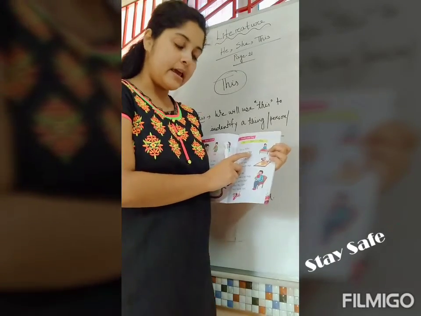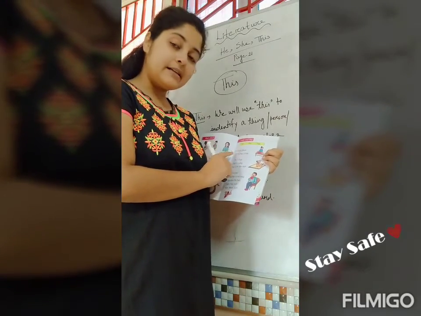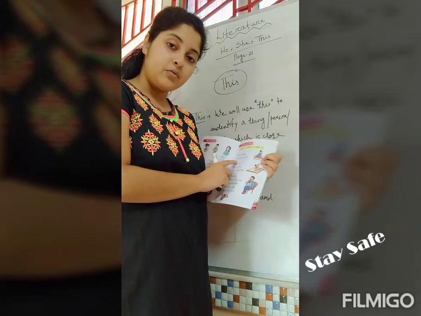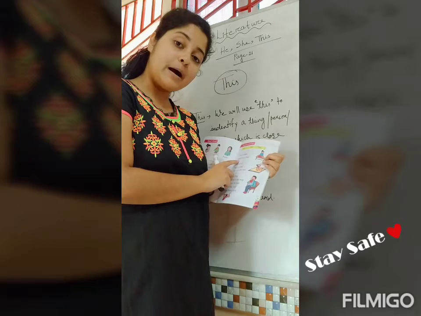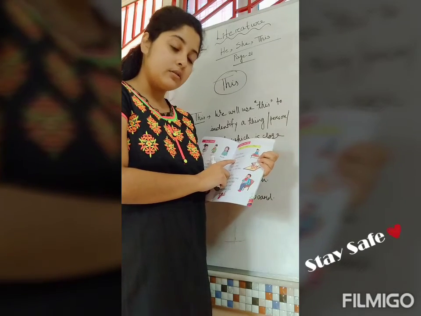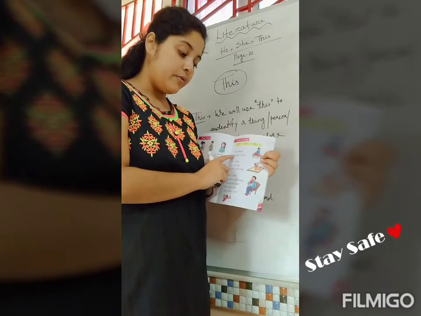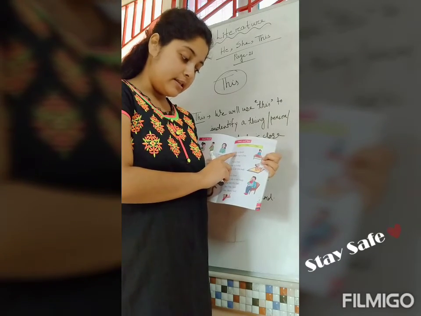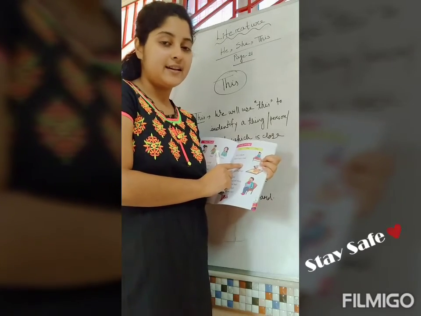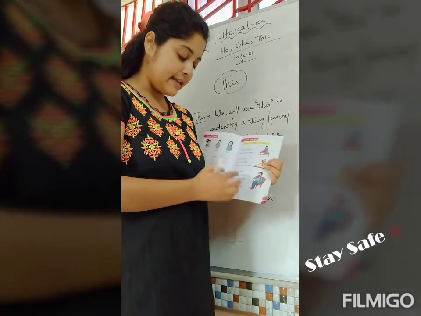Mom has a hat. Students, mom is a girl, right? So, in the second line, what can we use instead of mom? We can use she. Very good. We can write like this. This is mom. She has a hat. Right? Very good.